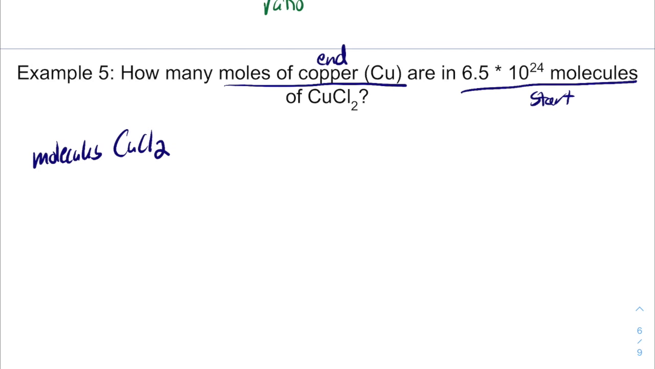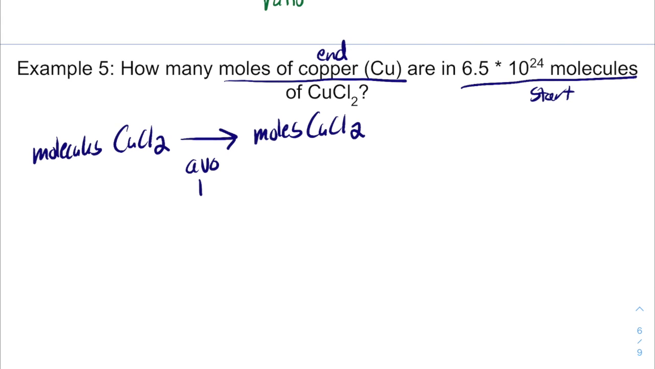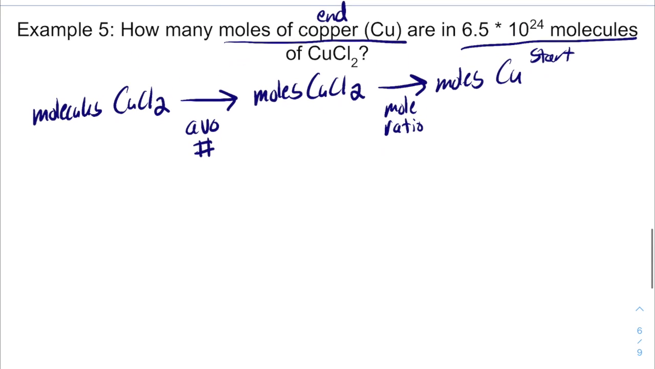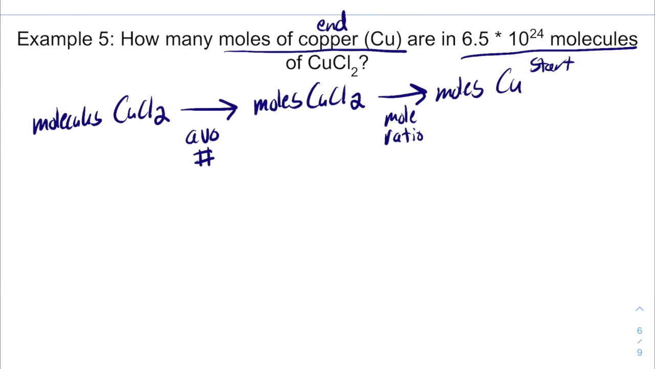So this is where we are going to start putting together some of these that we have been doing. I know that if I want to go from molecules of CuCl2 to moles of CuCl2, I can just use Avogadro's number. And then I can go from moles of CuCl2 to moles of copper. And I can do this using a mole ratio. So we are now combining 2 of the conversion factors. We're going to use 2 different conversion factors. And we can do this. We can combine them. As long as our units cancel out in the end, we are good to go.